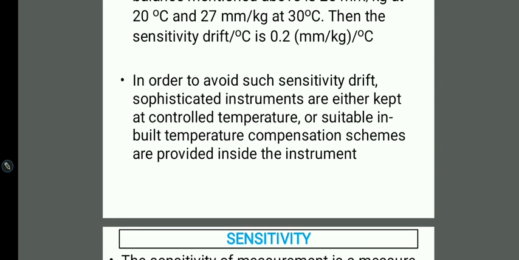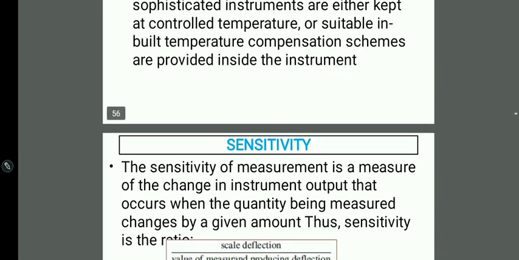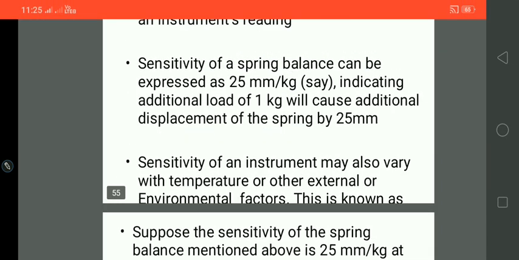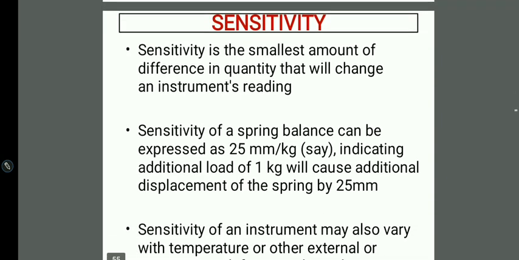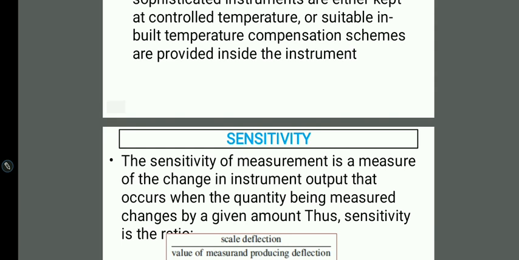So if we take that instrument out of that particular room, this kind of errors will come into picture. So that is why some of the sophisticated instruments are kept at some desirable temperatures. Then the sensitivity of the measurement. Now we have discussed sensitivity of the instrument. So next is sensitivity of the measurement. That is again another type.